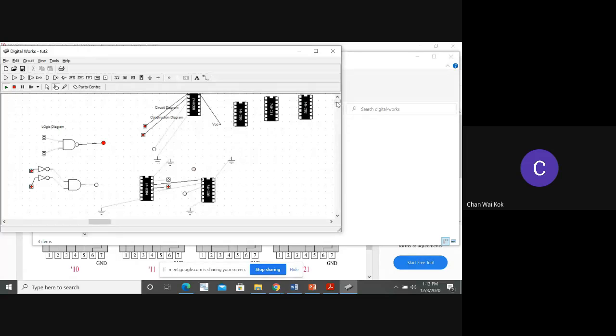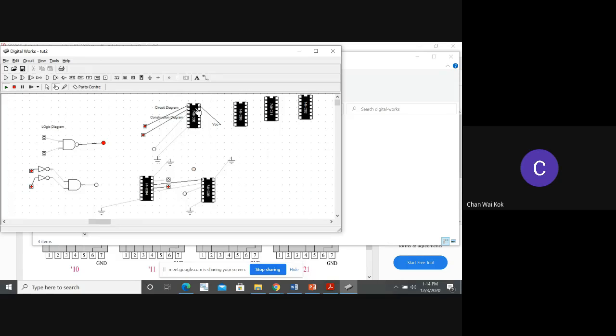So for the 7400, this is a circuit diagram, or you can also call it a construction diagram. You have the input going to pin 1 and pin 2, output going to pin 3. When you change the input, the output is reflected. Pin 7 is the ground, you connect it to the ground. Pin 14 is VCC, connect it to VCC. This is a logic diagram, and this is a circuit or construction diagram.